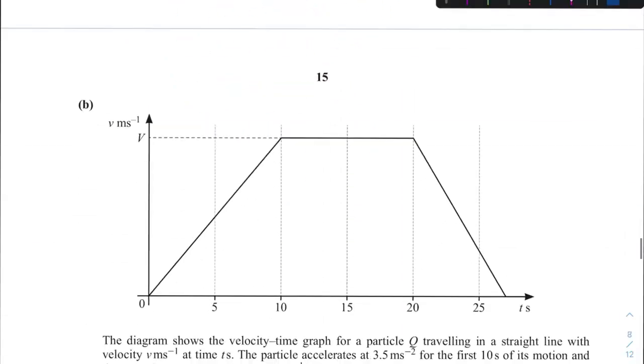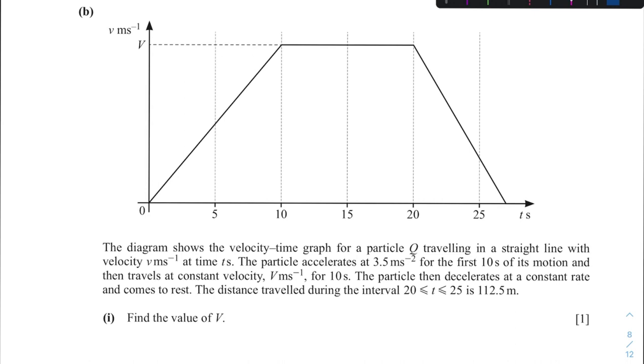All right. Then the next thing, the B part says that the diagram shows a velocity time graph for a particle. From the beginning, we are told that the particle accelerates. The acceleration is 3.5 meters per second squared for the first 10 seconds of the motion. Then it had a constant velocity all the way for the next 10 seconds. And the particle decelerates, and then it came to rest here. Then we are told that the distance traveled during the 20 to 25 seconds is this. Maybe it will become useful along the way.